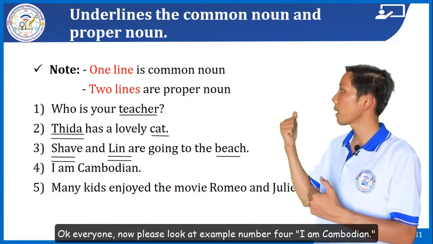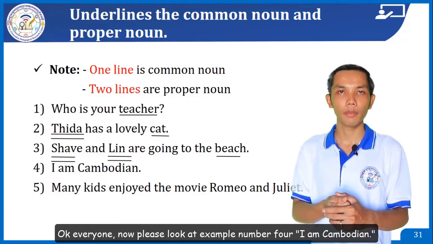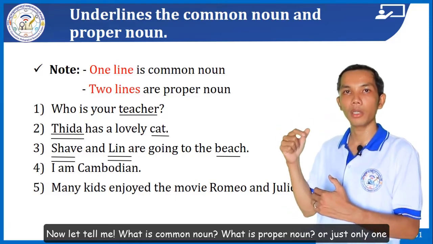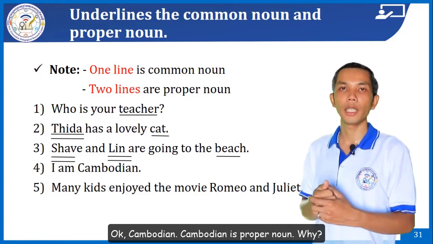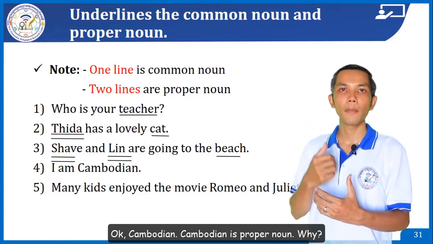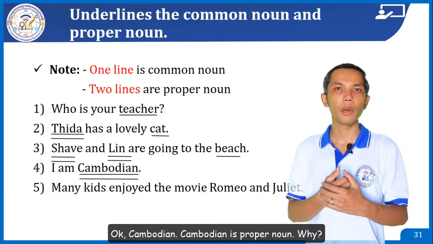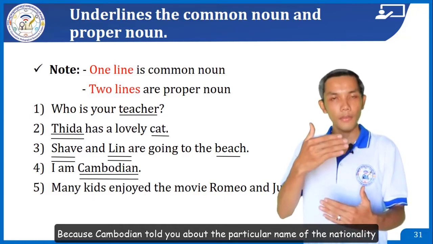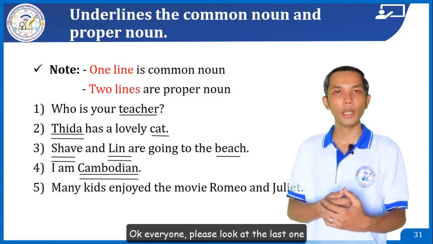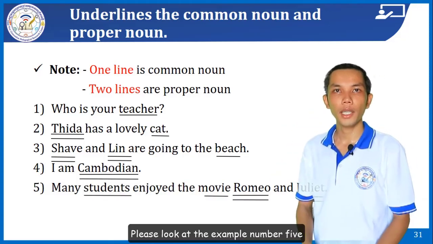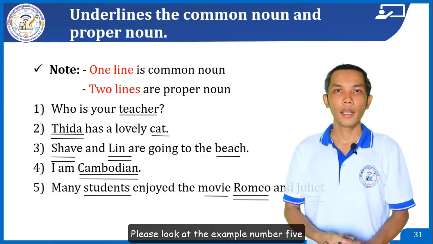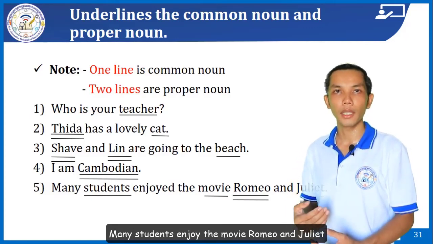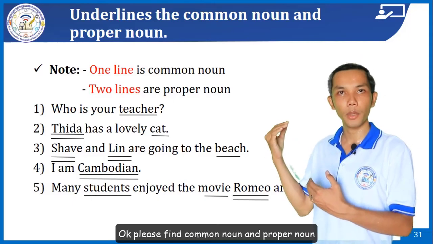Now, please look at example number four. I am Cambodian. Tell me, what is the common noun? What is the proper noun, or is there just one? Cambodian is a proper noun. Why? Because Cambodian tells you the particular name of their nationality. Now please look at the last one, example number five. Many students enjoy the movie Romeo and Juliet. Please find the common nouns and proper nouns.